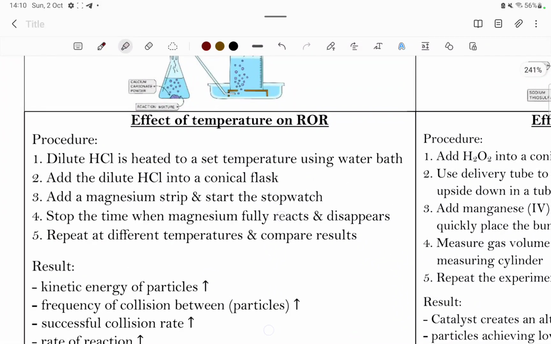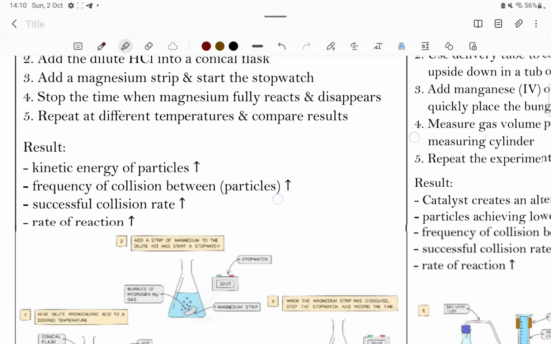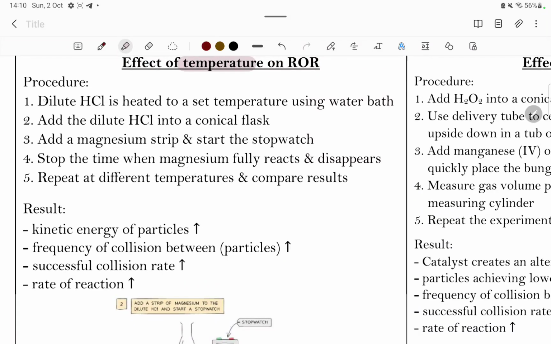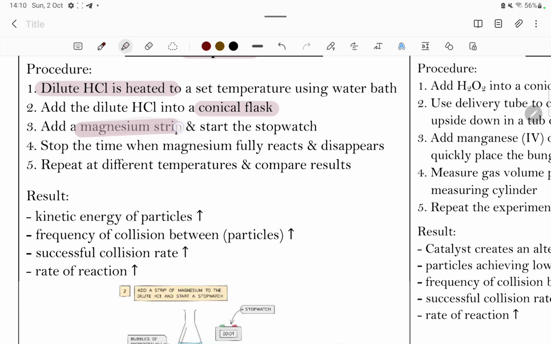Okay, this one, temperature. For temperature, dilute HCl is heated to a set temperature using a water bath. Okay, and then after that add them into conical flasks. After that, we add the magnesium strip and we start the stopwatch. Stop the time when the magnesium fully reacts and disappears. And then repeat with different temperatures.